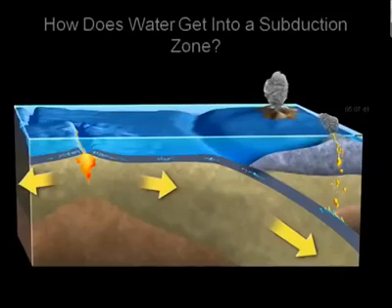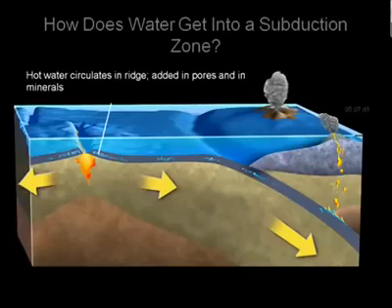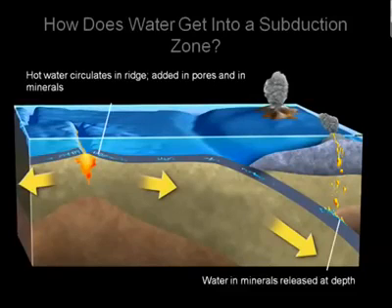How did the water get into the subduction zone in the first place? Well, it probably started back there in the ridge. The water was added between the pores in the rocks, and the minerals themselves take up the water. And later, in the subduction zone, that water is released at depth.